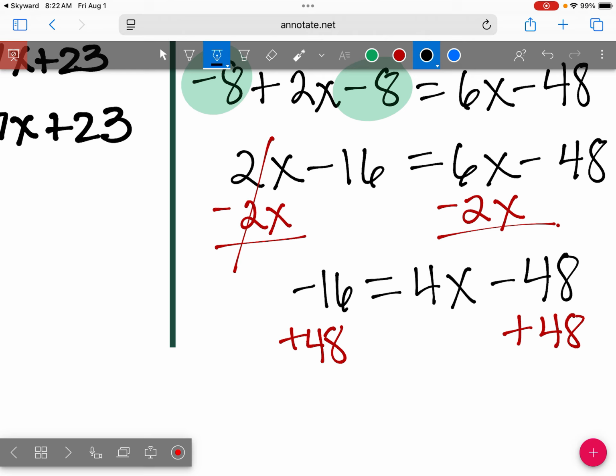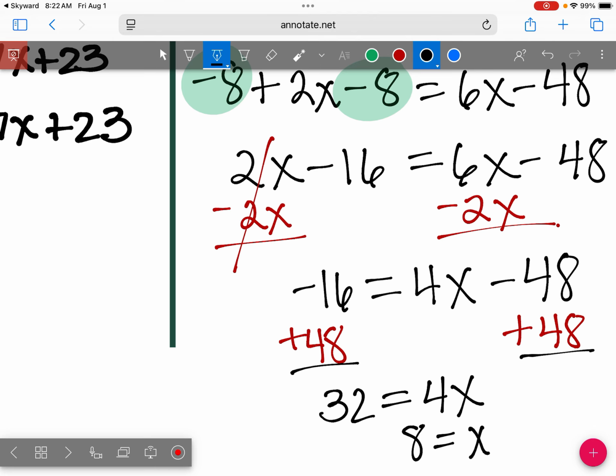And what did you get when you added? What would you get? 32. Last step, divide by 4, and you get x equals 8.